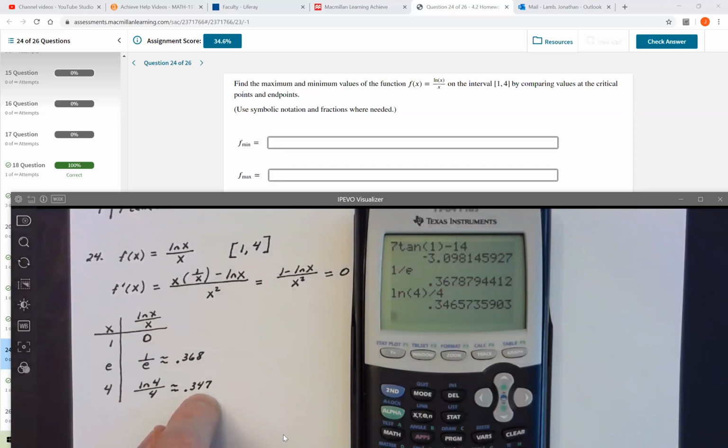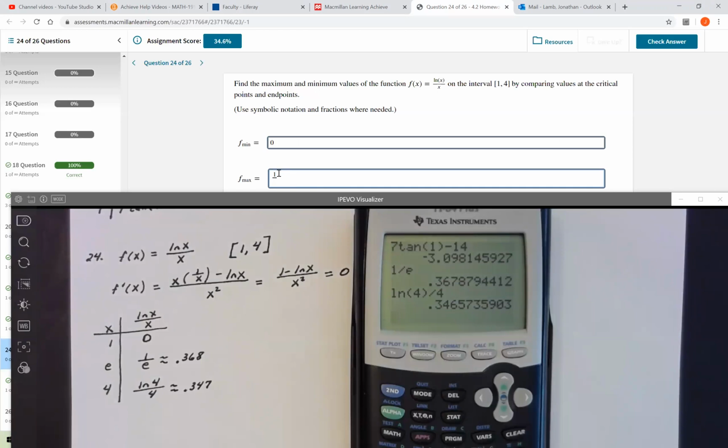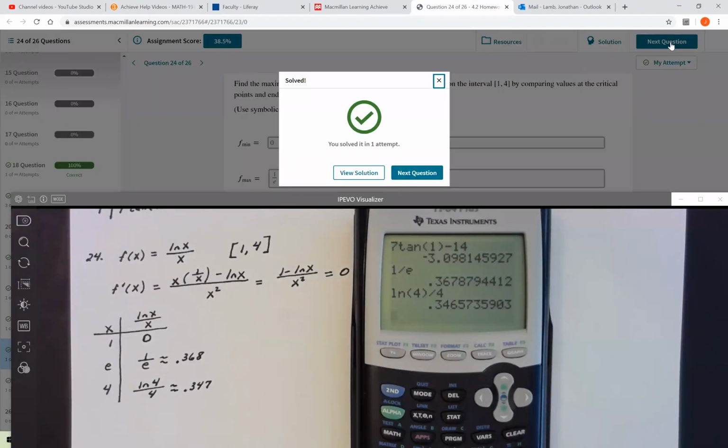Now, Achieve is wanting the exact answers for the maximum and minimum values, so I can clearly see that my maximum is 1 over e and that my minimum is 0. So I'll go up here and say minimum value is 0. And then for my next one here, I should just be able to say 1 over e. Should work just fine. Let's check that. And it's saying correct.